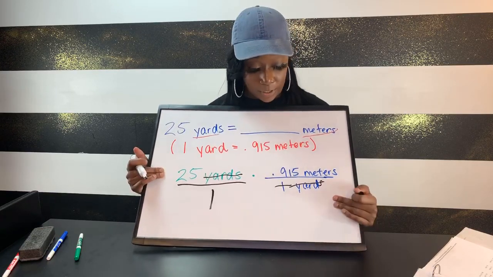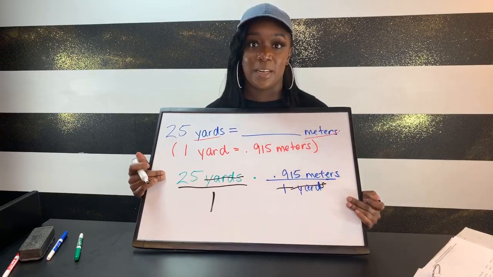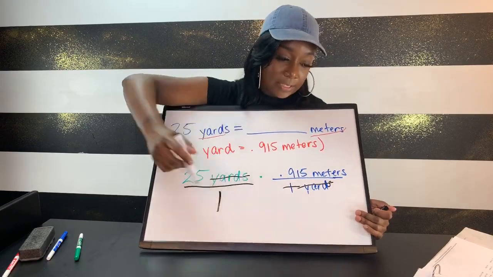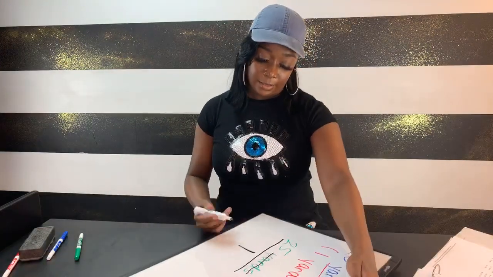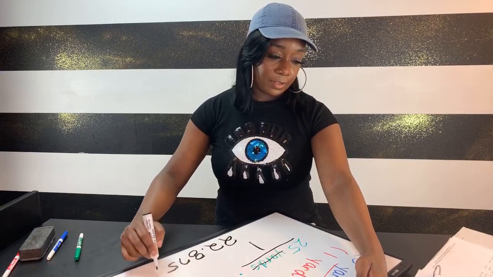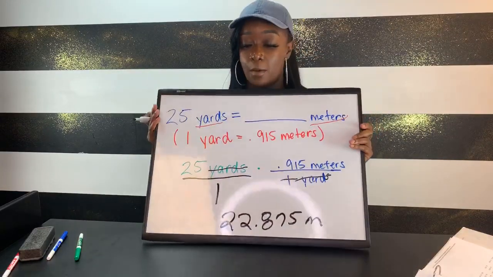If one's on top and one's on the bottom, not number one, but you get what I'm saying, then I'm going to divide. So of course here, if I do 25 times 0.915, that's going to give me 22.875 meters. Okay, so again, that's always going to come in the setup.